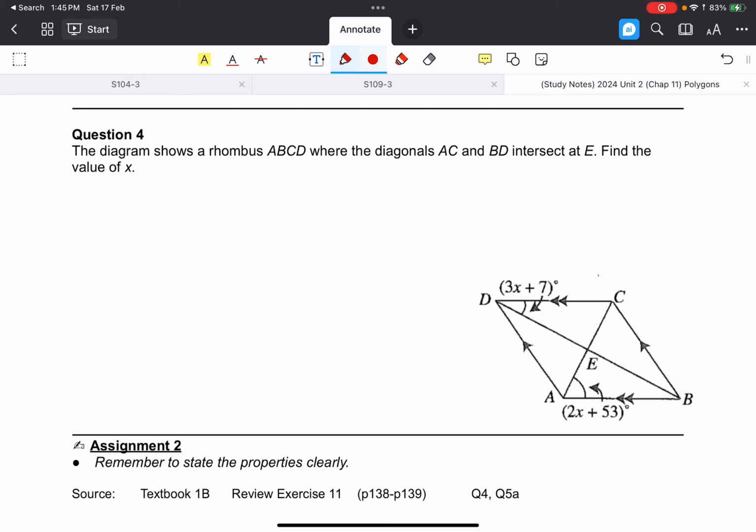Well, what we can do is begin by saying something like this. Let's look at this angle. Let me mark it out in red, right? So we can say that angle ABD is equal to angle BDC. Let's write down the value straight away. It's equal to 3x plus 7 degrees. And the reason is that because this is a rhombus, the opposite sides are parallel.